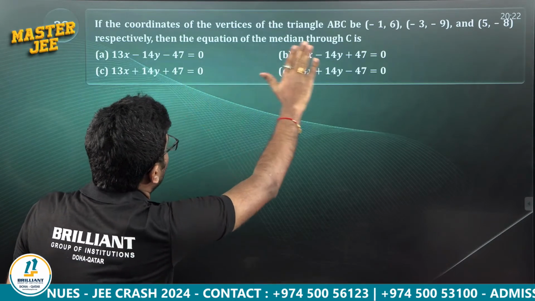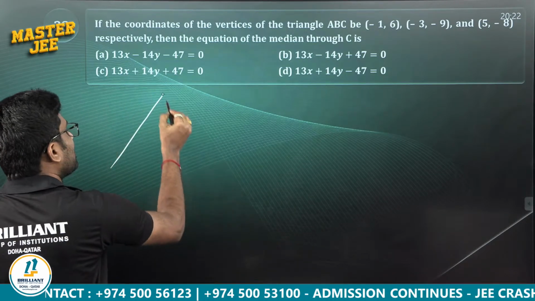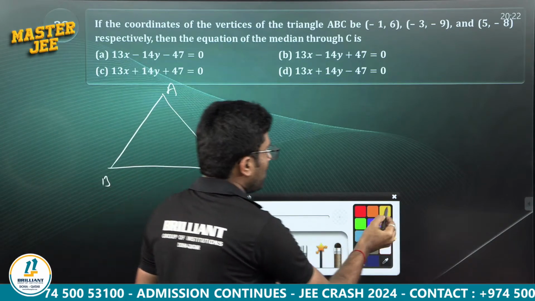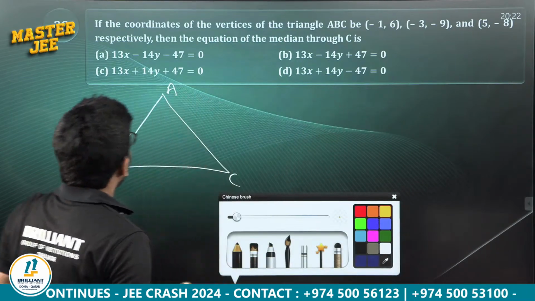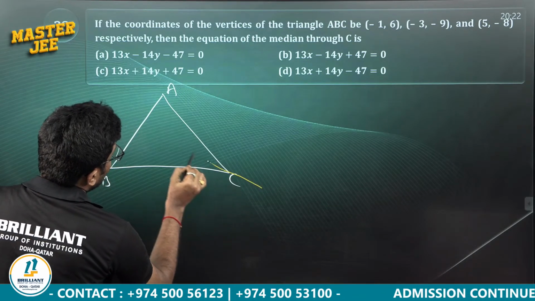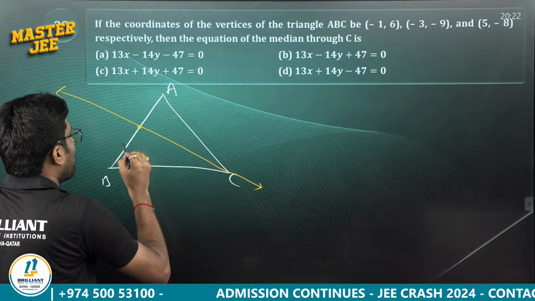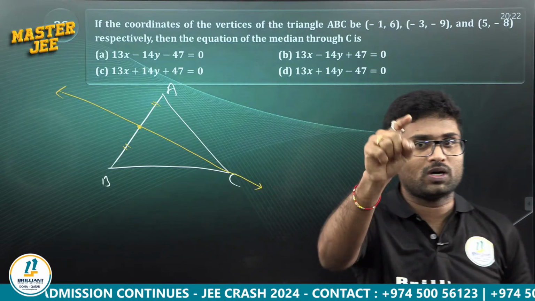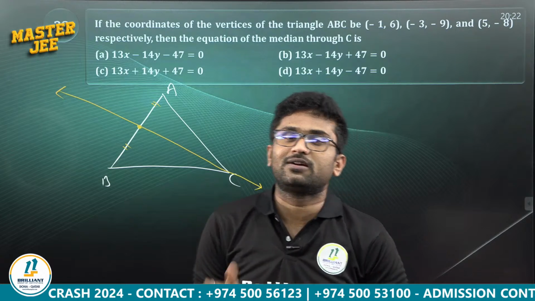If the coordinates of the vertices of a triangle ABC are given, find the median through C. Guys, it is so simple. I have taken this particular question to rewind all the basics. So that's the reason. How do you get the median through C? Median through C means the line passing through a vertex and the midpoint of the opposite side. Such a line is called the median of a triangle.